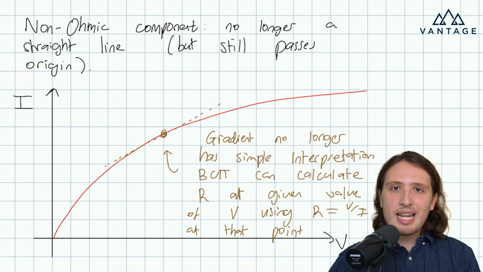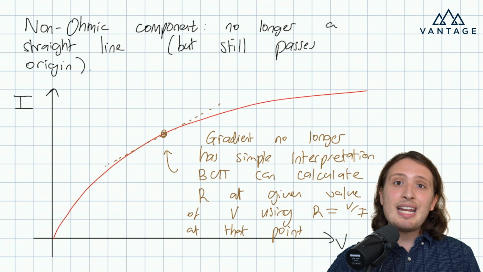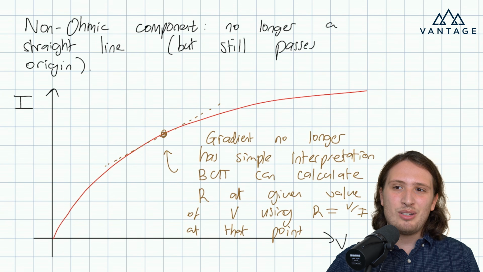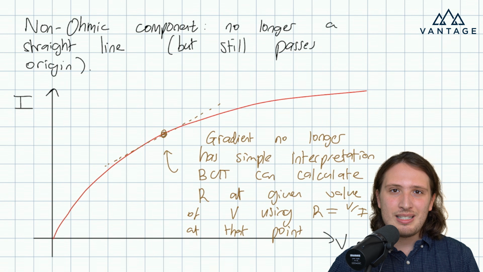Now, it's really important to remember that although you can define the gradient at a point on the curve by taking the gradient of the tangent, the gradient no longer corresponds to anything with a simple physical intuition. So it's certainly not the case that if I take the gradient of the tangent line at a particular value of V, that tells me the resistance or the reciprocal of the resistance at that particular value of V. The gradient at each point ceases to be particularly important.